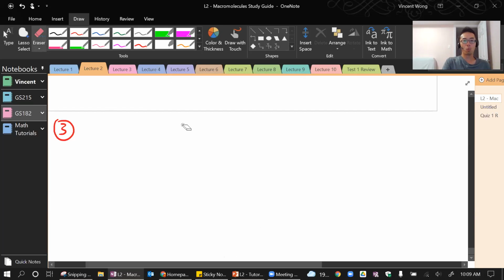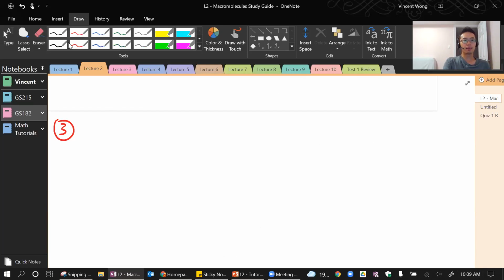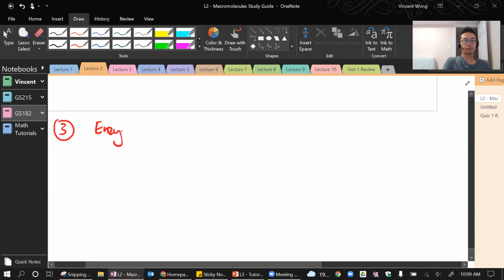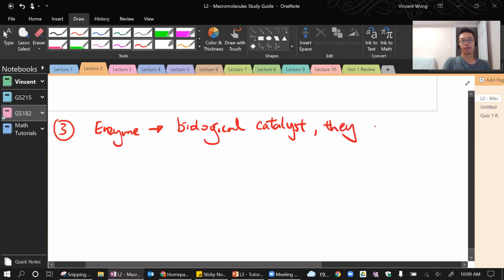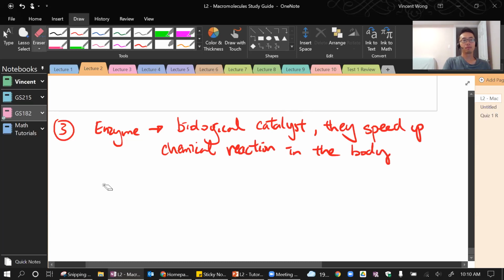First of all, what is an enzyme? Enzymes are biological catalysts. A catalyst is something that speeds up chemical reactions. They speed up chemical reactions in the body. Take sucrose, for example.